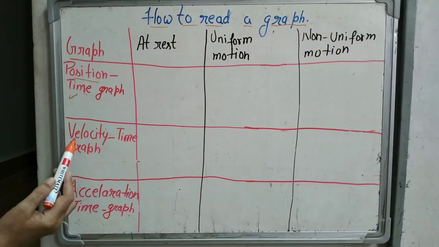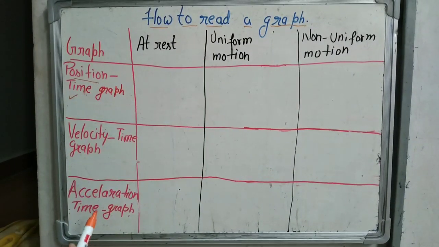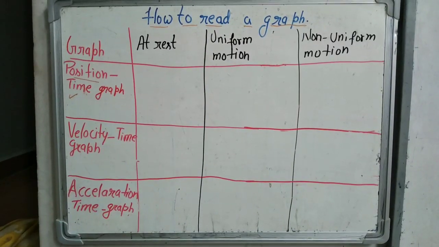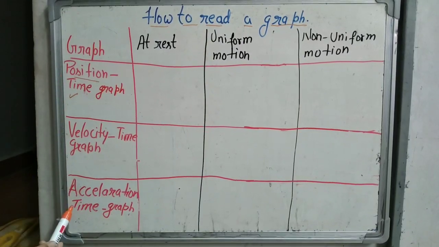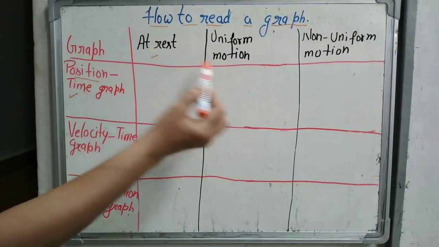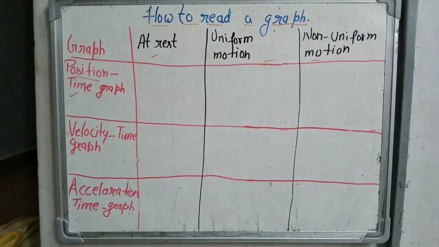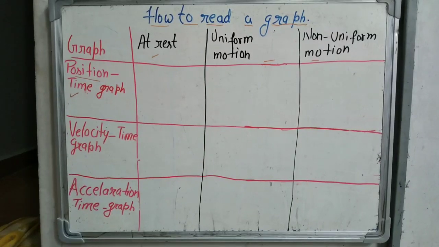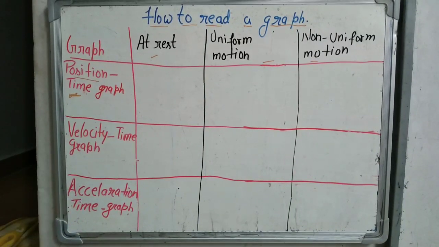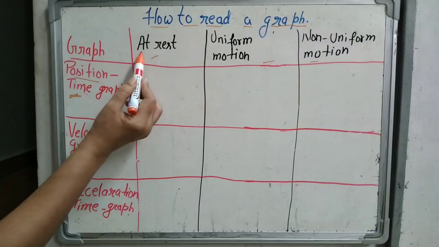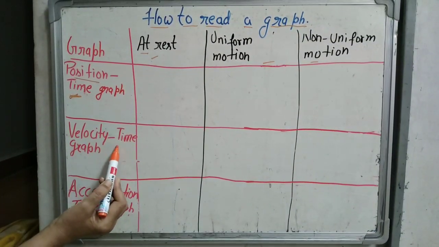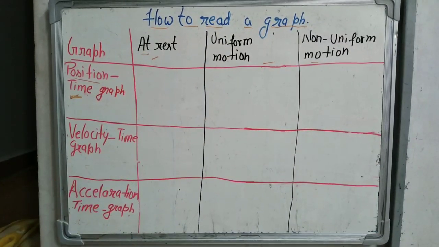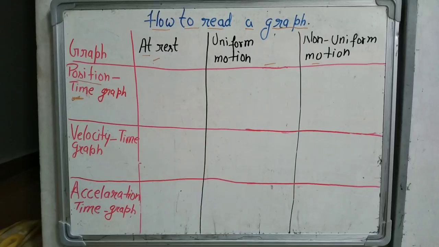Similarly, we will learn how velocity changes with time and how we can represent it in a graph. Similarly, the acceleration time graph. These three kinds of graphs are represented in three different cases. The first case would be at rest. That means when an object is at rest, how would its position time graph look like? How would its velocity time graph look like? Similarly, what will the acceleration graph look like?